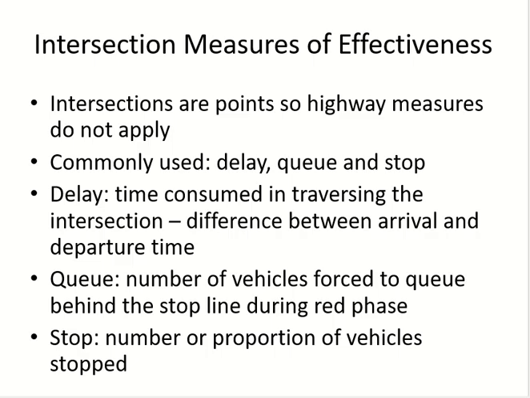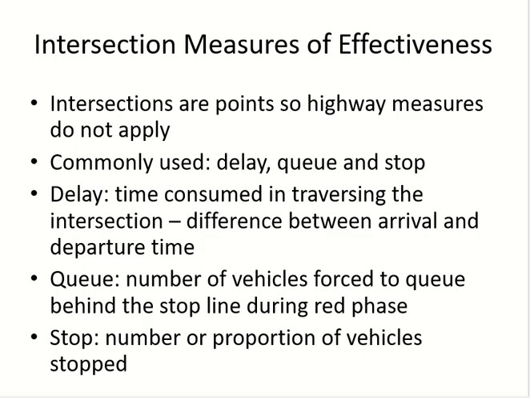For an intersection, then we have queue length. The queue length is measured in number of vehicles. If the queue length is longer, that means performance is low. And then we have stops. We use the fraction of vehicles stopped. If you have 100 vehicles, out of those 100, how many have to stop at the intersection? If this fraction is higher, that means performance is low.